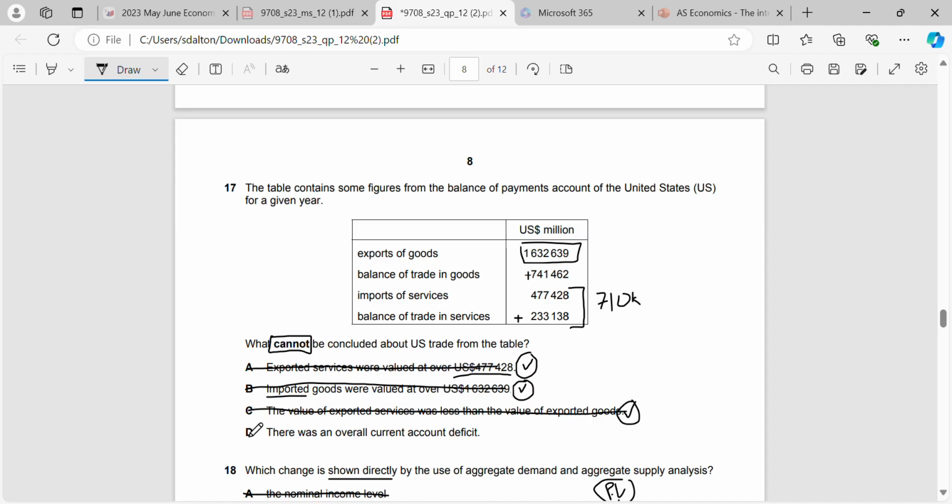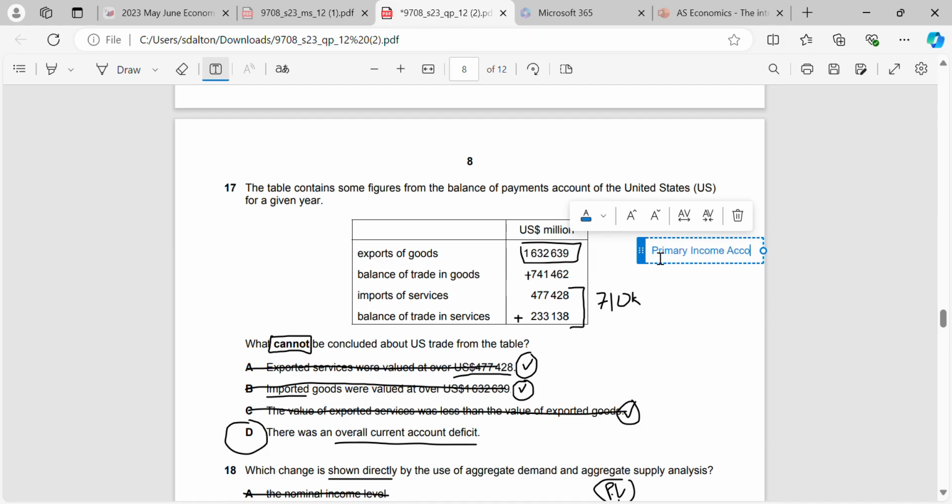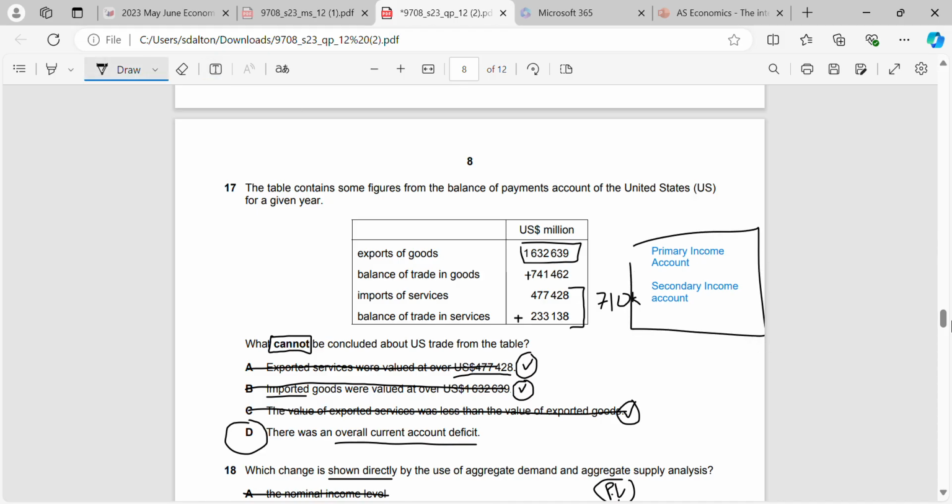Therefore, all we're left with is D. There was an overall current account deficit. Now, why can we not conclude that from the table? Because what we're missing is the other components of the current account balance of payments, which are the primary income account and also the secondary income account. We need all four components in order to see whether we actually had a deficit or a surplus.